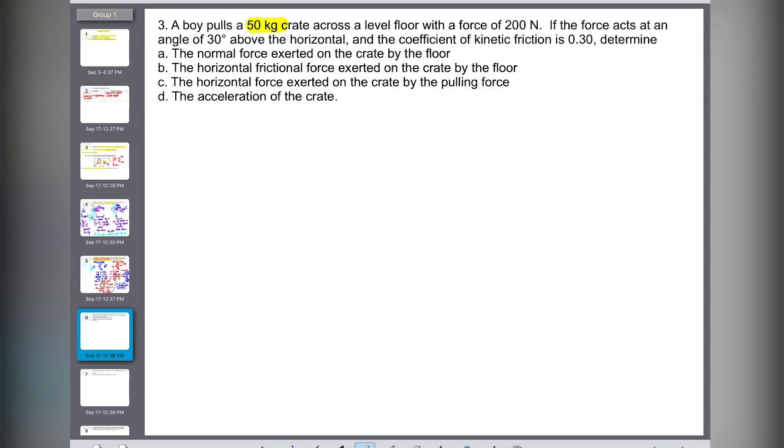Okay, a boy pulls a 50-kilogram crate across a level floor with a force of 200 newtons. If the force acts at an angle of 30 degrees above the horizontal and the coefficient of kinetic friction is 0.3, determine: what is the normal force exerted on the crate by the floor, what is the frictional force, what is the horizontal force, and the acceleration. It didn't say in this question, so I'm asking you to please assume that this one has 2 significant digits.